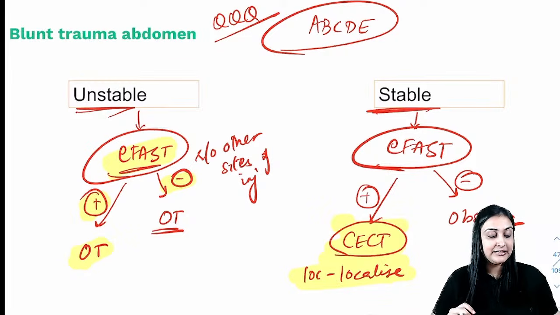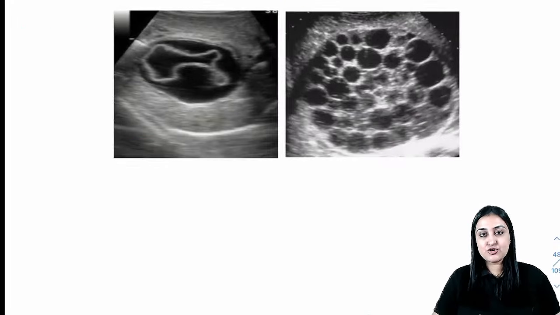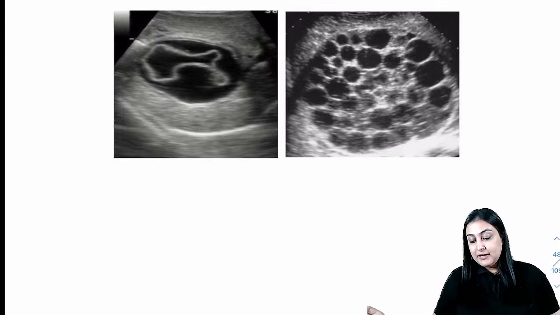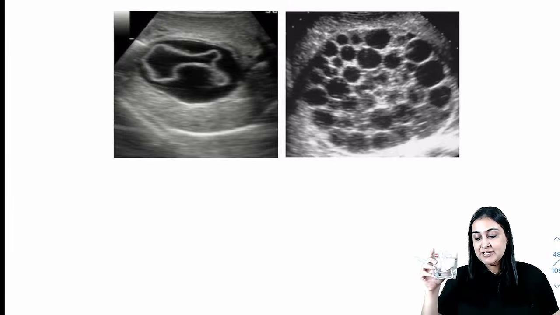I'm only talking in English, which is important, do not worry. Alright, so this is going to be the blunt trauma abdomen approach. Very important. What do you see when you see this in the liver? What is the diagnosis? Both of these mean the same pathology.